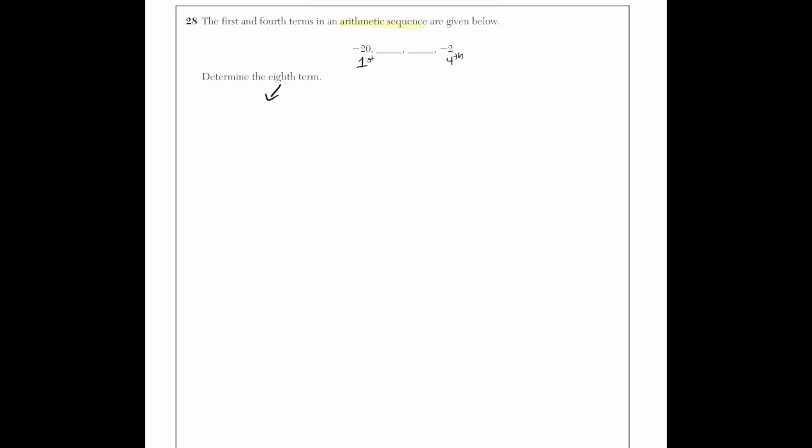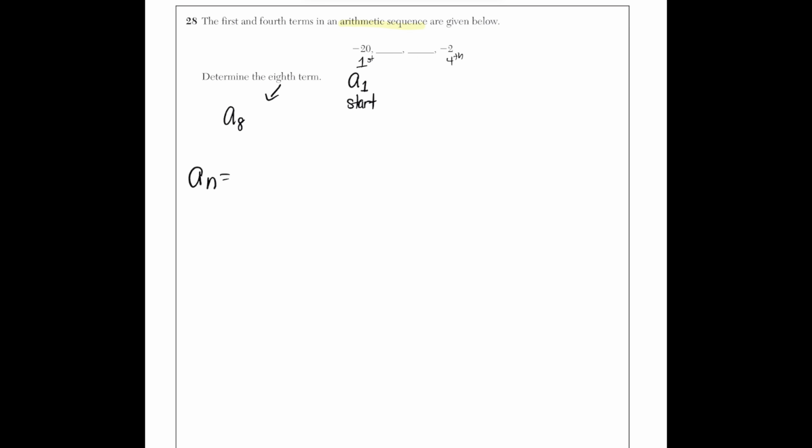So in other words, we need to figure out a sub 8. Now the very first number is a sub 1. That's our start. So we have that. Where do we go from here? How do we do it? If you go to your reference sheet, you're going to see an arithmetic sequence formula that looks like this.